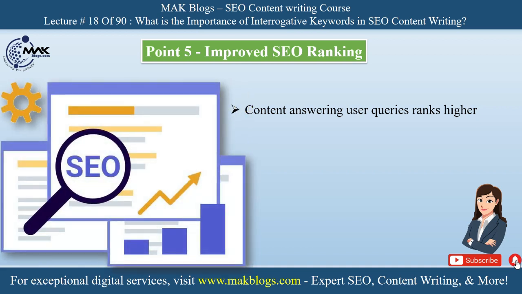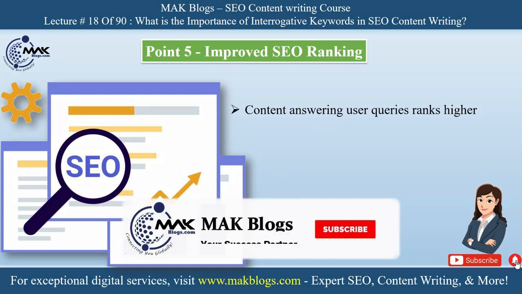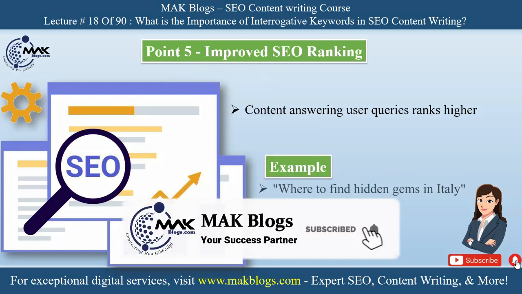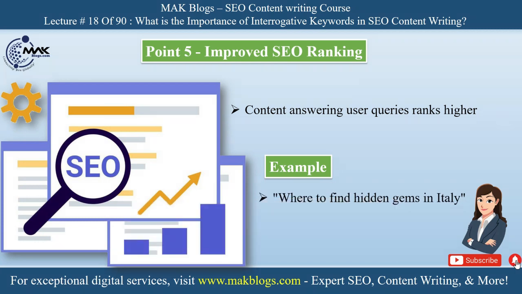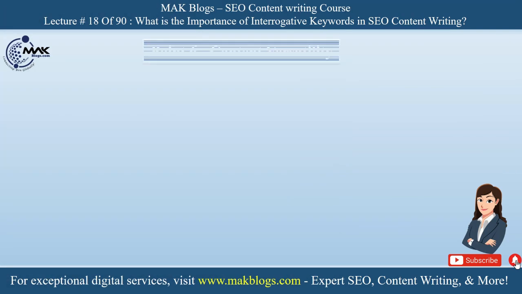Search engines favor content that answers user queries effectively, potentially boosting your SEO rankings. For example, your travel blog addressing where to find hidden gems in Italy may rank higher for Italy travel related searches, right? Next, we have content versatility.